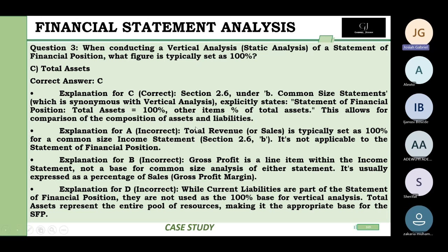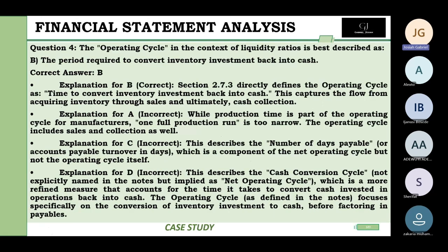Then for the fourth question, the operating cycle in the context of liquidity ratios is best described as, the answer is B, the period required to convert inventory investment back into cash. This is because the operating cycle speaks to the time and it captures the flow from acquiring inventory to sales, whether on credit or cash, and ultimately cash collection. All right, so of course, AA said B, correct. AT said B, correct. IB, A. Okay, so three people, IB, SH and ZM, had this misconception.